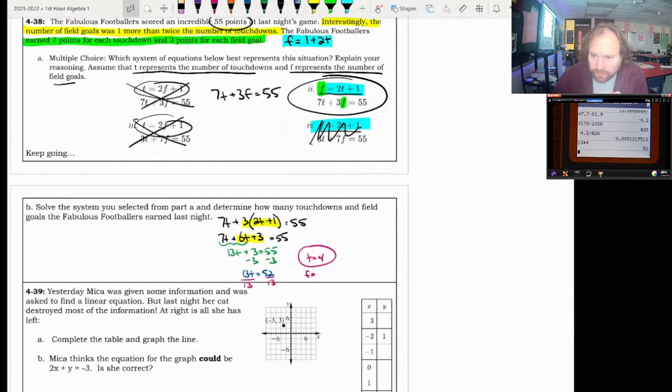I gotta think about this for a minute. Did I make a mistake? I don't feel like I made a mistake. Let's see. Fabulous footballers earned 7 points for each touchdown, 3 points for each field goal. The number of field goals was 1 more than twice the touchdowns.